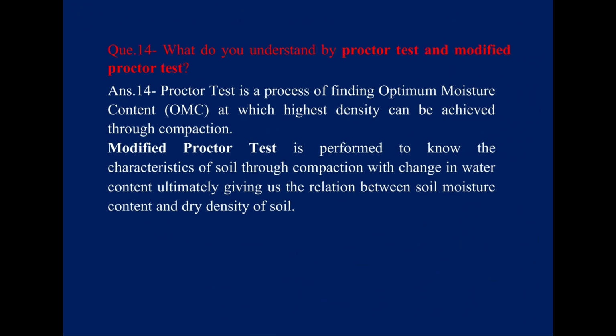Question: What do you understand by Proctor test and modified Proctor test? Answer: Proctor test is a process of finding optimum moisture content, OMC, at which highest density can be achieved through compaction. Modified Proctor test is performed to know the characteristics of soil through compaction with change in water content, ultimately giving us the relation between soil moisture content and dry density of soil.